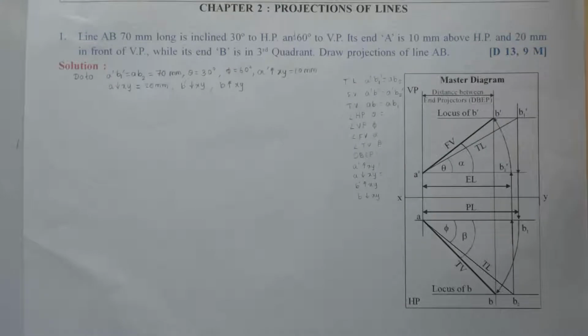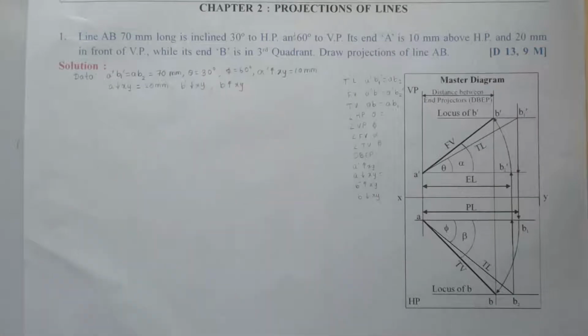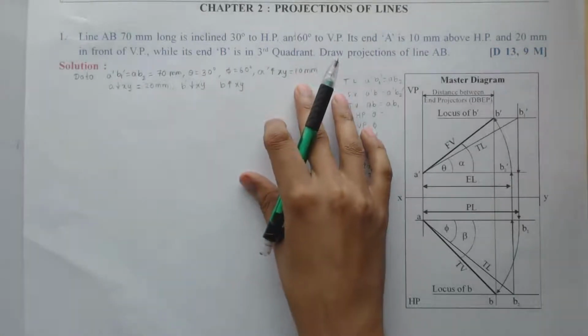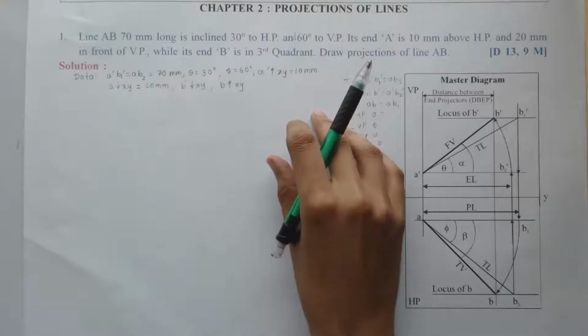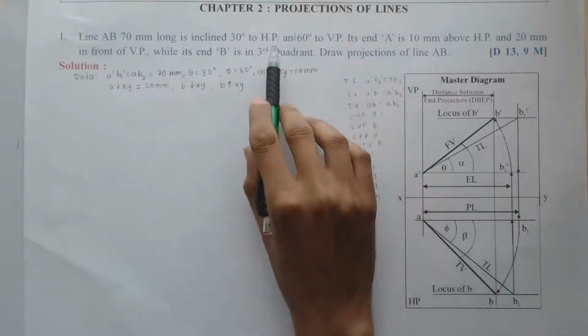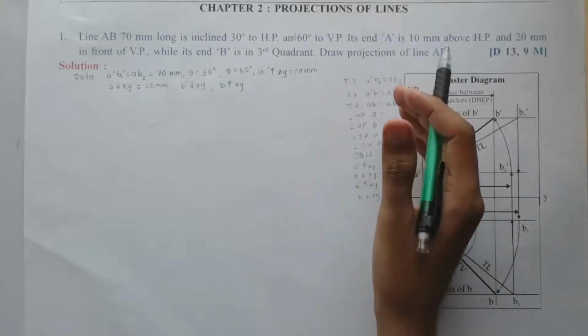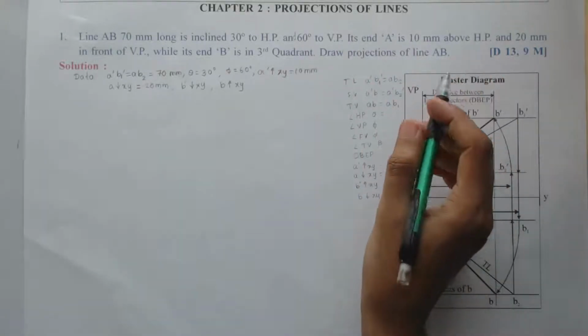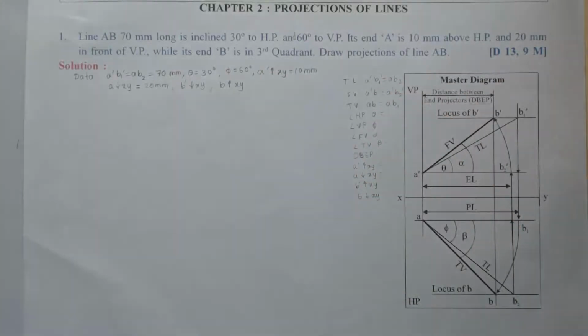since line B is in third quadrant. Now here there is some mistake in the data because we are solving the problems on oblique line. Oblique line means the line which is inclined to all three planes. Here we are seeing only two, HP and VP, but there is one more plane called as PP. So if the line is inclined to all three planes, then it is called as oblique line.